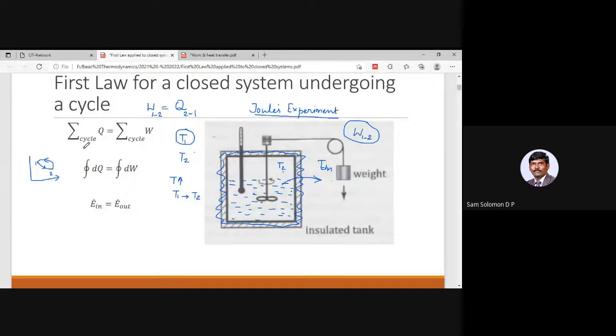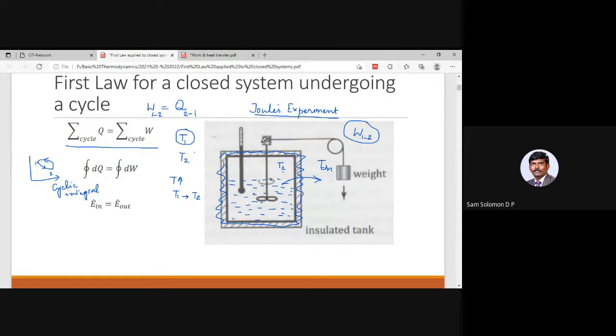And that is why Joule said summation of Q in a cycle is equal to summation of W in a cycle. Here only one heat transfer and one work transfer is shown. You can have multiple heat transfers and multiple work transfers, but when they form a cycle, the summation of heat transfer is equal to summation of work transfer. And that can also be represented as cyclic integrals. So a cyclic integral of dQ is equal to cyclic integral of dW.